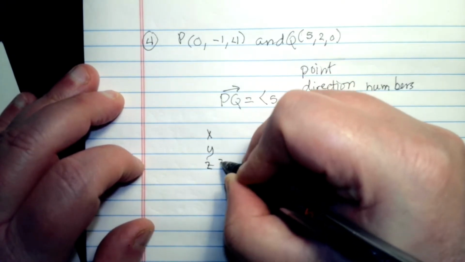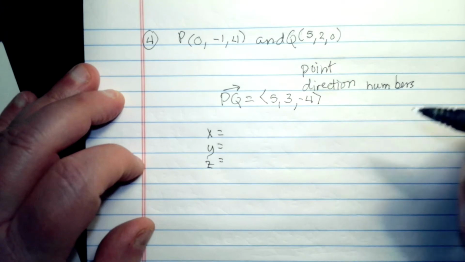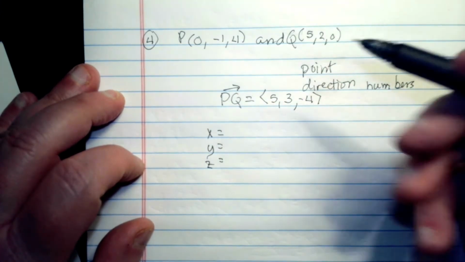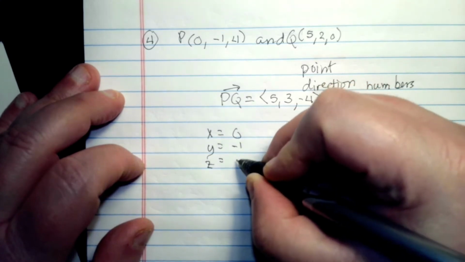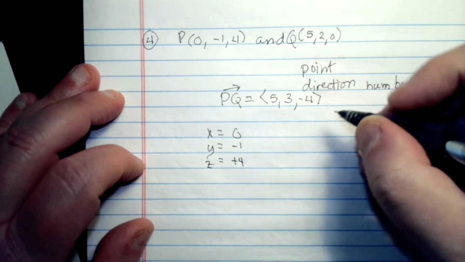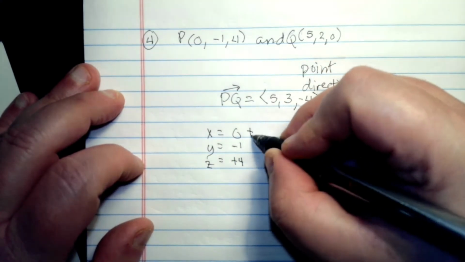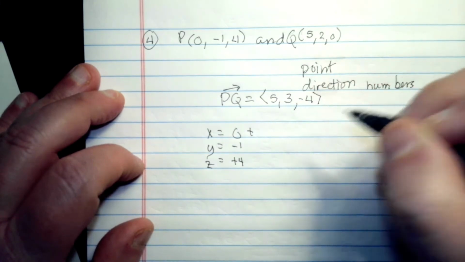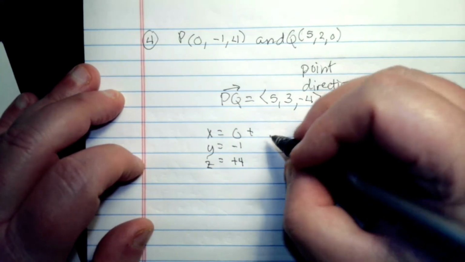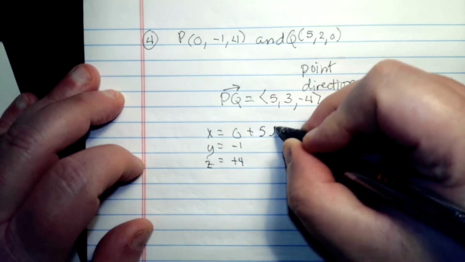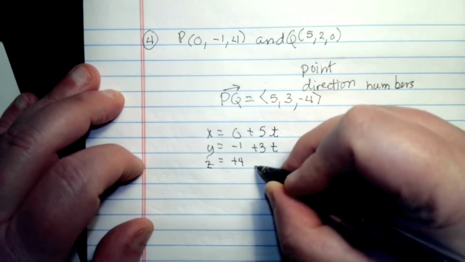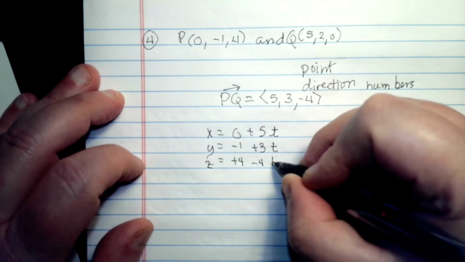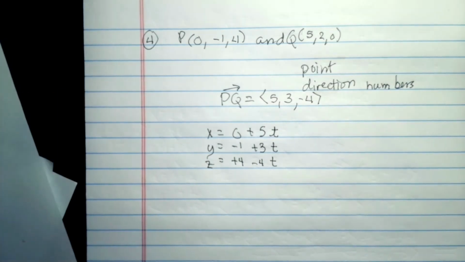So for the parametric equations, we take either point, either the P or the Q. They'll both be fine. And now we have our direction numbers, 5, 3, and -4. Those are the coefficients of the parameter. So we'll have 5t plus 3t and minus 4t. Other answers are possible.